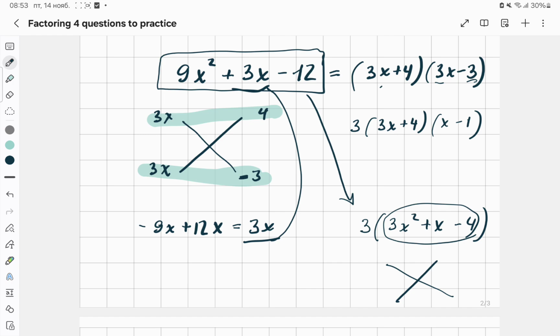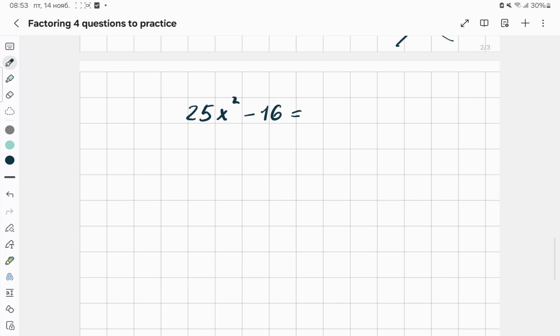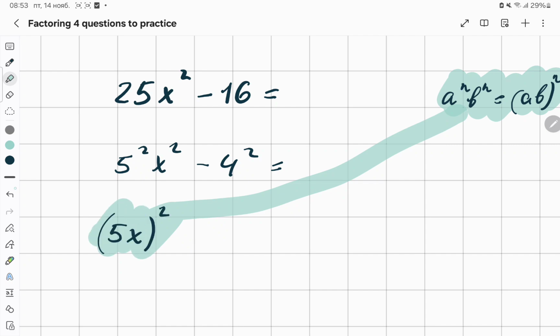Okay, and one bonus question, guys. Bonus question: how to factor this kind of expression if we have two terms. If we have two terms and you see that these terms could be represented as 5 squared x squared minus 4 squared. So that's why we can make it 5x squared according to the rule, yeah? Let me write the rule somewhere here. a^n b^n equals ab to the power n. Okay, this is a rule. Let's use this rule, and that's how we obtained this first term.